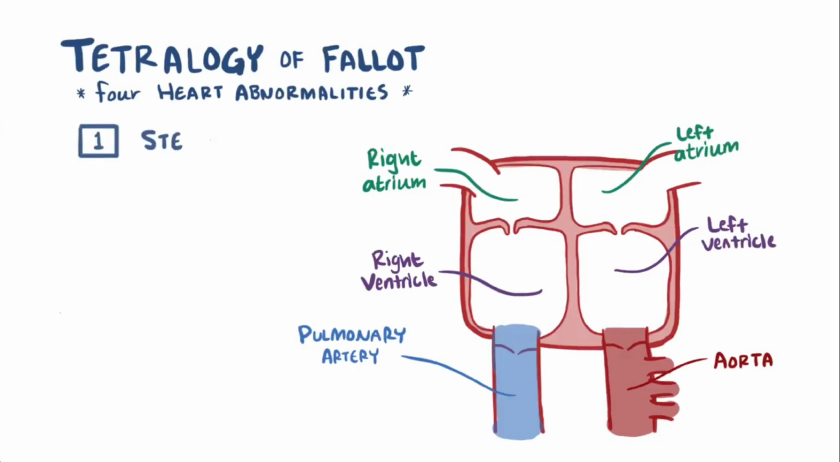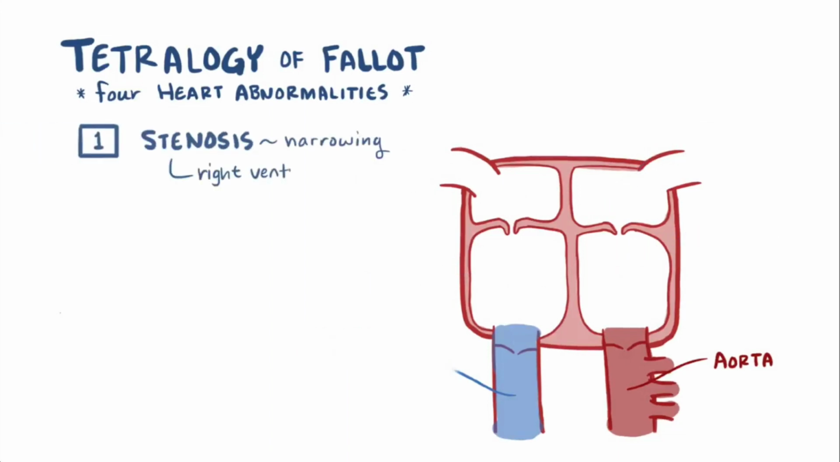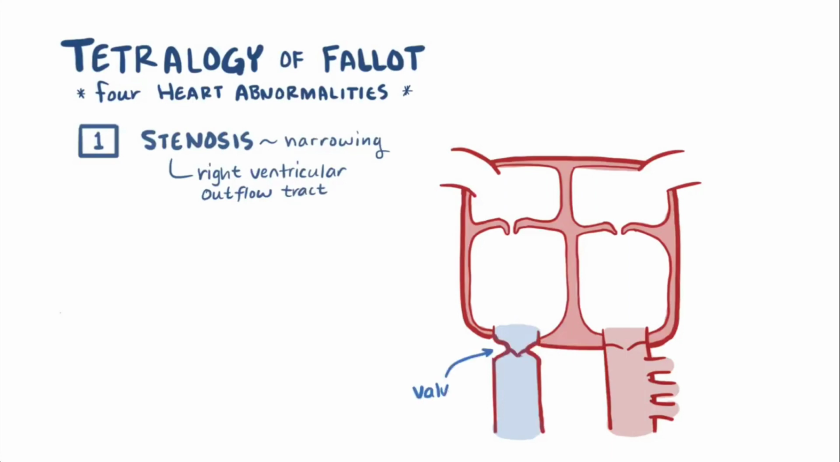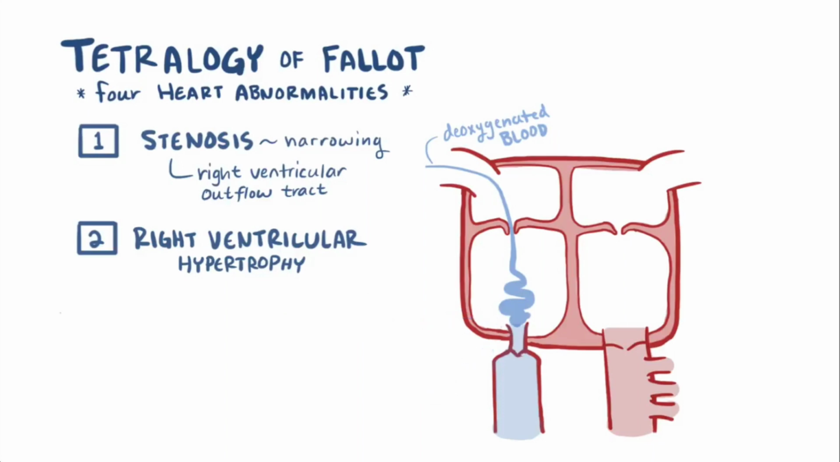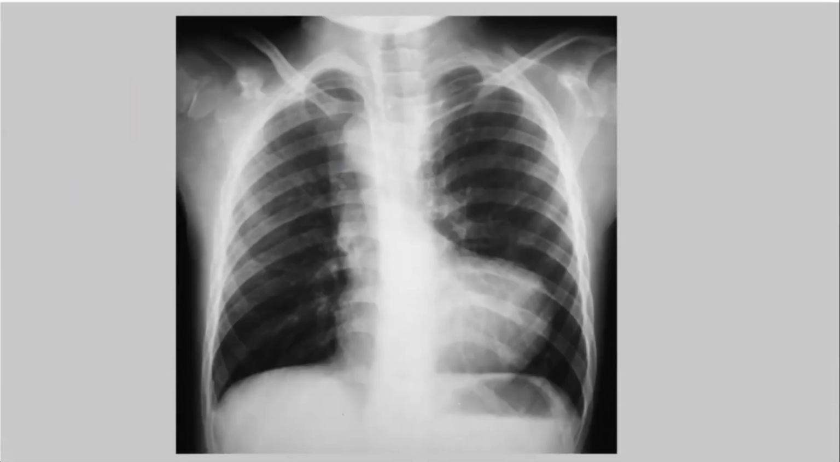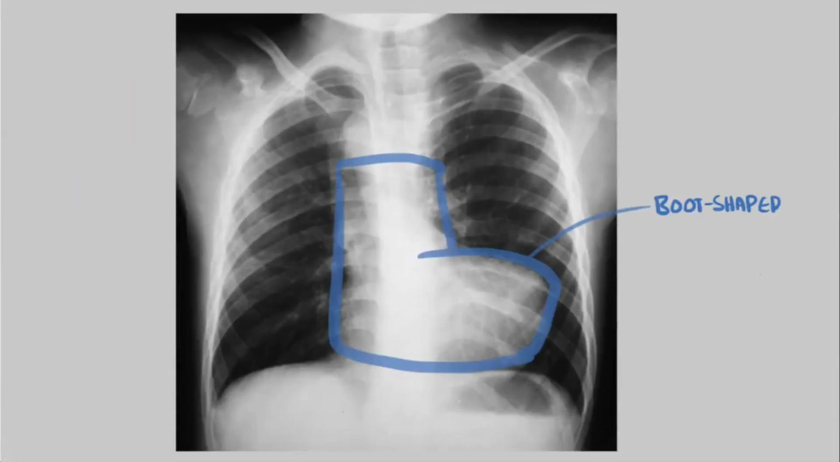The first abnormality is stenosis, or narrowing of the right ventricular outflow tract into the pulmonary artery. And this could either be narrowing of the valve itself or narrowing of the infundibulum, the area right below the valve. Either way, this makes it harder for deoxygenated blood to get to the pulmonary circulation. In response, and this also happens to be the second feature, the myocardium of the right ventricle hypertrophies, or gets really thick, in order to contract harder and push blood past the stenosis. This causes their heart to look boot-shaped on an X-ray.